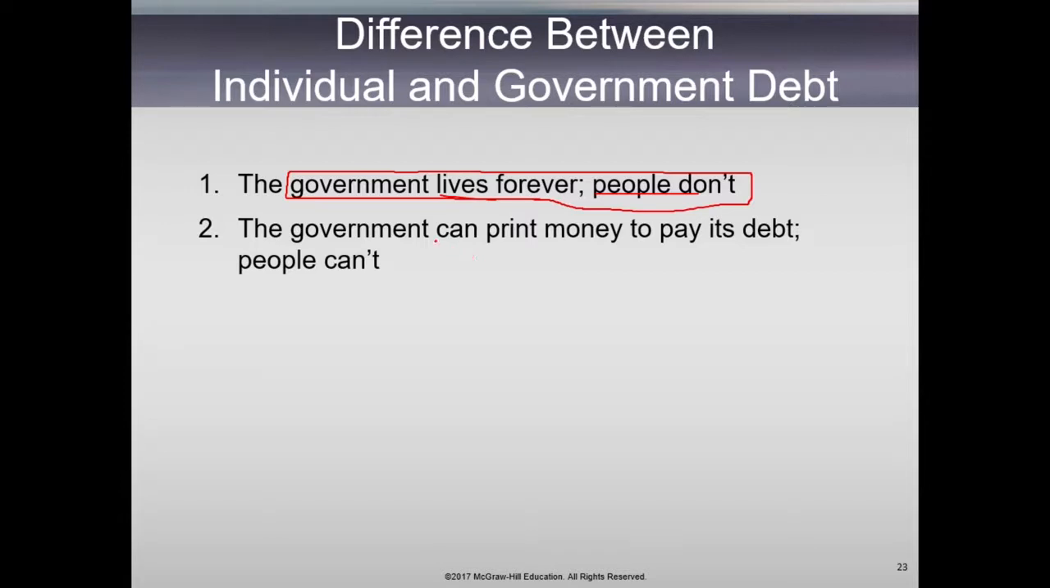The government can also print money, as we talked about in the last video. They can monetize the debt. We can't, as people. I would probably be in really big trouble if I started printing up my own money and using it to pay my debt. I probably wouldn't be at Loyola teaching next year if I tried to do that. But the government is in a position where, at least to some degree, they can do that.